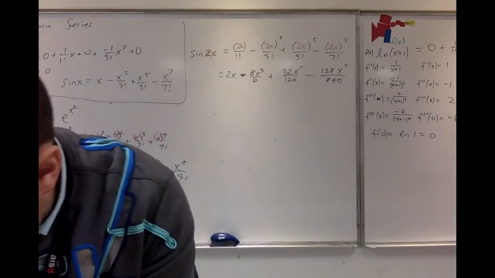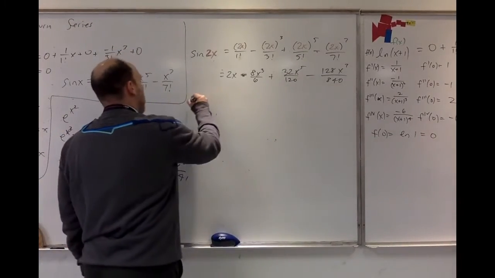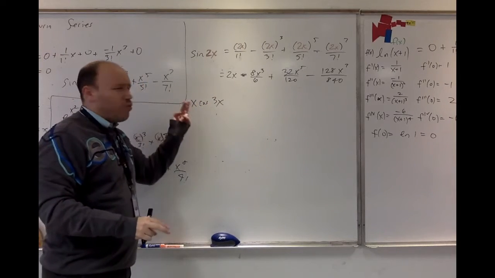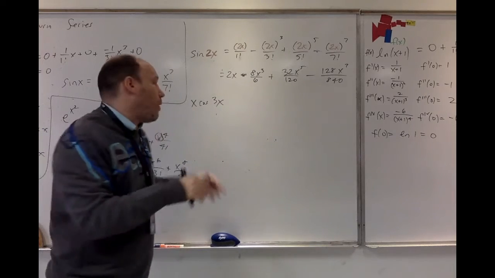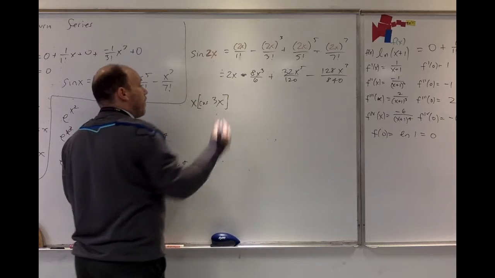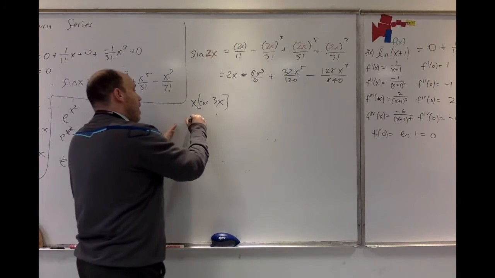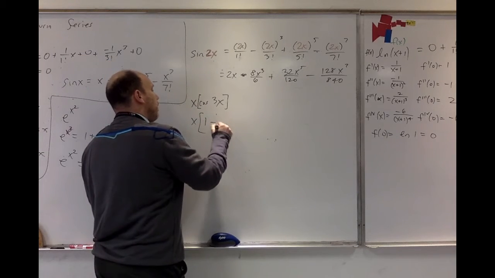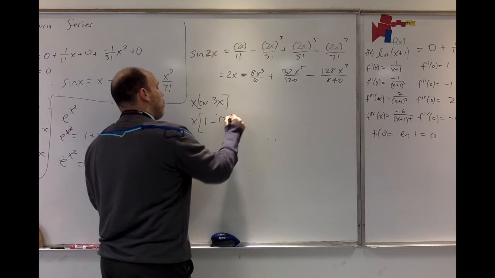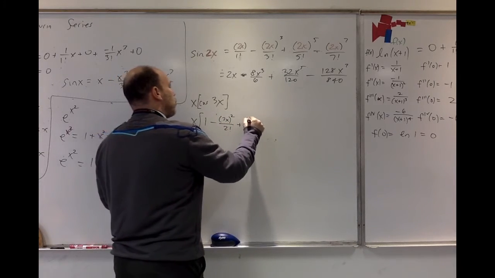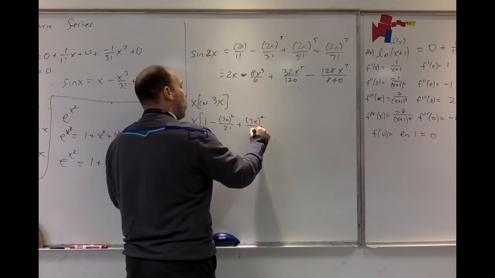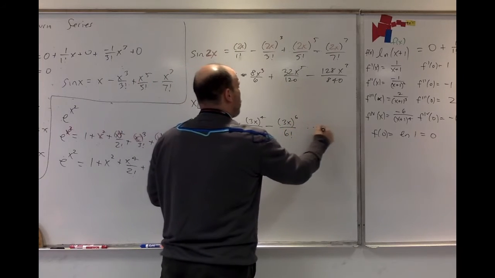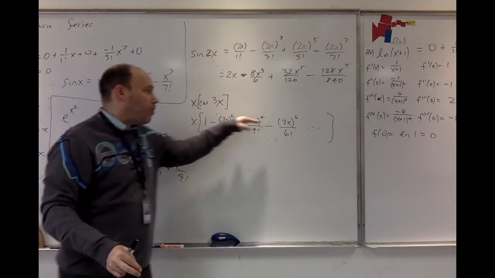Last example I want to work on is x cosine of 3x. So the question, how do we expand this out? Do I have to expand x? How do I do this? Well, you're just multiplying x times cosine of 3x. So we know that cosine of 3x as a Maclaurin series is 1 minus 3x squared over 2 factorial plus 3 to the 4th x to the 4th over 4 factorial minus 3 to the 6th x to the 6th over 6 factorial, and so on. And then all you do is just multiply an x through.